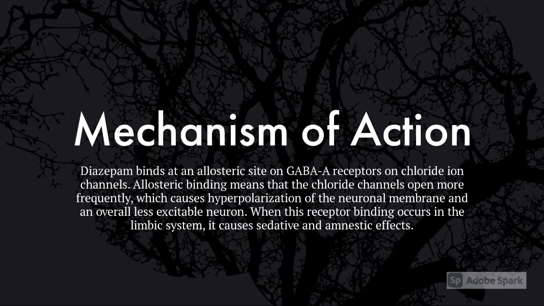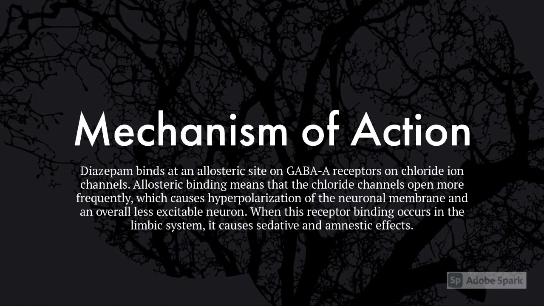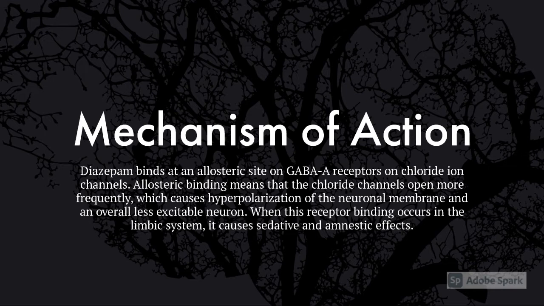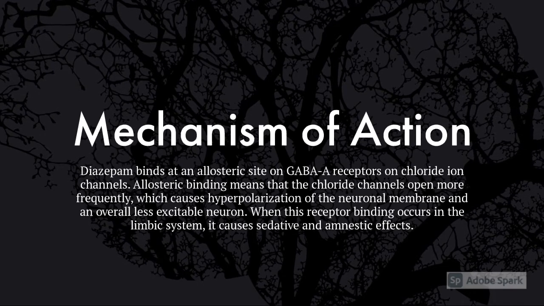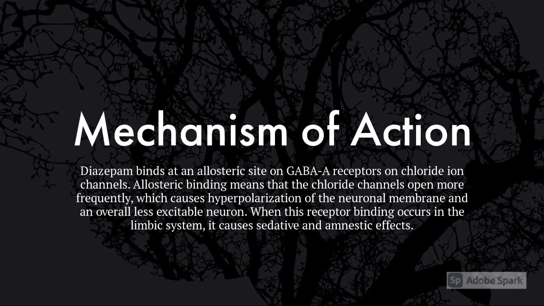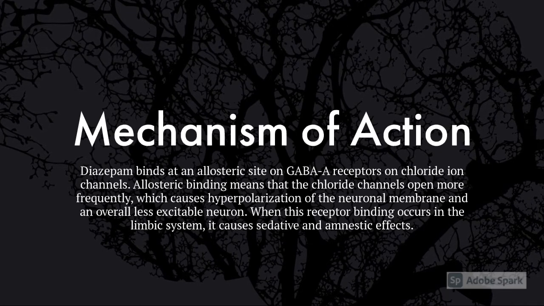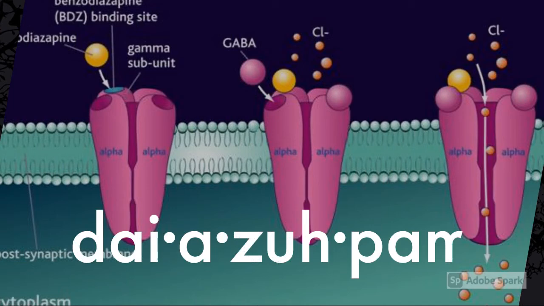Diazepam binds at an allosteric site on GABA-A receptors on chloride ion channels. This type of binding causes hyperpolarization of the neuronal membrane and creates an overall less excitable neuron. When this receptor binding occurs in the limbic system, it causes sedative and amnestic effects.